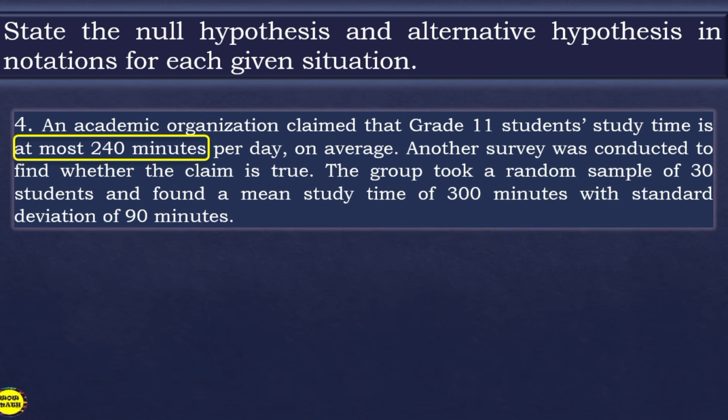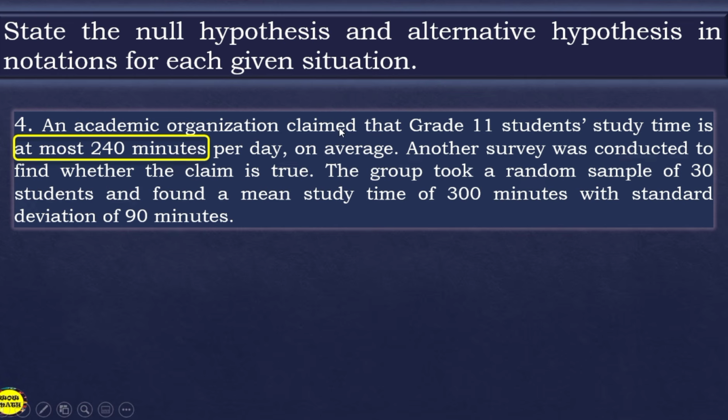Another example, an academic organization claimed that grade 11 students' study time is at most 240 minutes per day on average. Another survey was conducted to find whether the claim is true. The group took a random sample of 30 students and found a mean study time of 300 minutes with standard deviation of 90 minutes. So, what will be the parameter in example number 4?